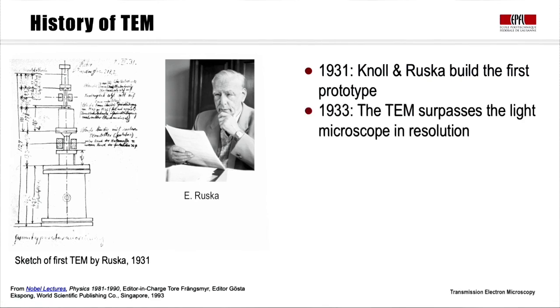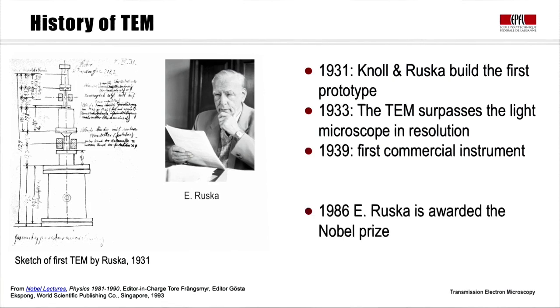And very soon they realized that it's possible to get images with better resolution than the light microscope. Only 2 years later, the transmission electron microscope was surpassing the light microscope in terms of resolution. And then only 6 years later, there were the first commercial instruments, which is quite fast if you look at the time and history in Germany at that time. And then time passes, and it's only in 1986 that Ernst Ruska is awarded the Nobel Prize.